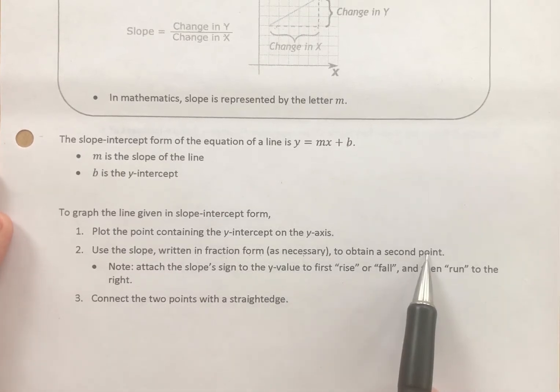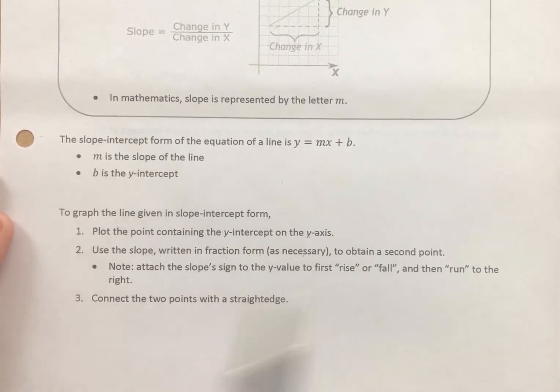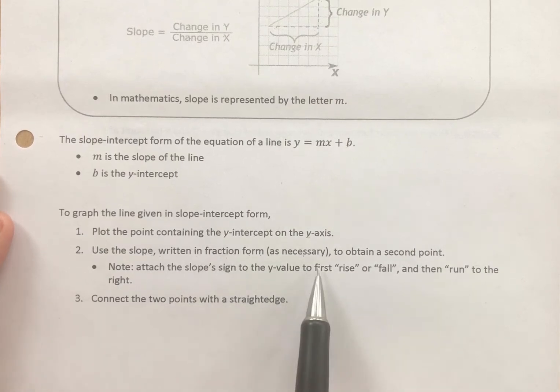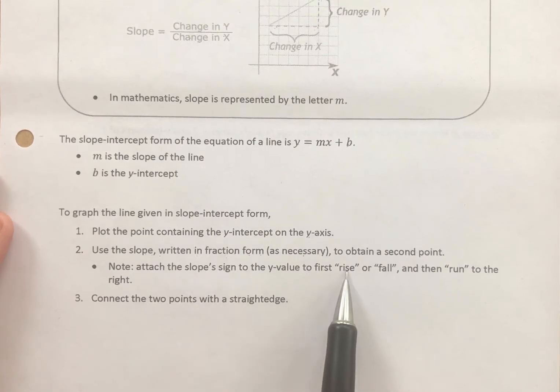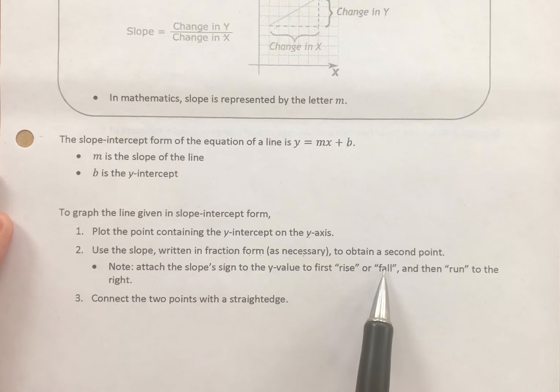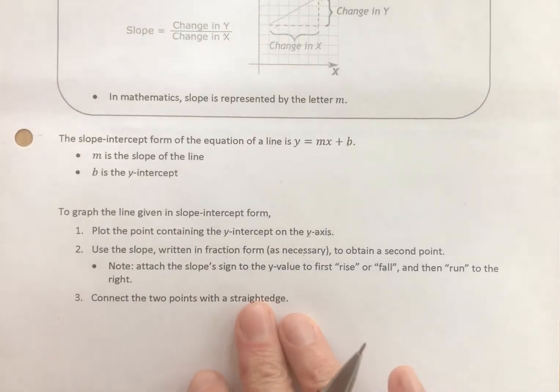All we need are 2 points to make a line, so the slope will take us from the first point, which is on the y-axis, to a second point. Now, I've mentioned this previously. I tend to attach the slope sign to the y value. So I'll first rise or fall. If the slope is positive, I'll rise. If the slope is negative, I'll fall. And then I always run to the right. It seems to keep things simpler. And then finally, you have 2 points, so connect the 2 points with a straight edge, or I'll do my best with my hand for this video.